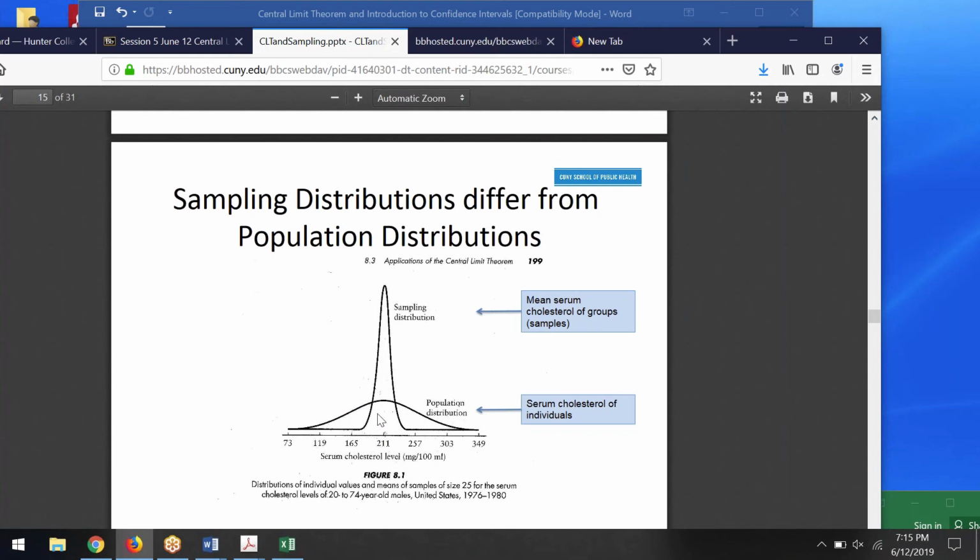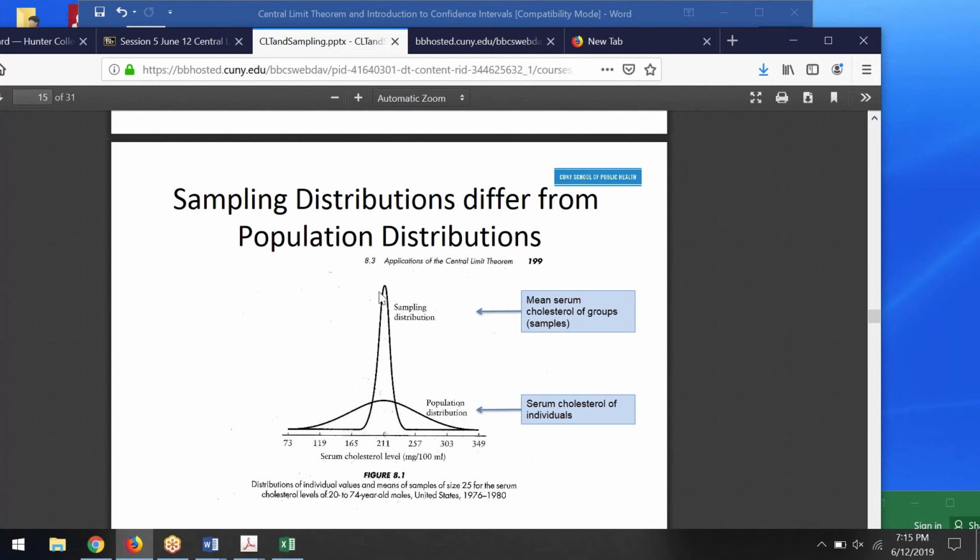However, our spread, since you're taking a sample of size 25 and you're calculating a mean, you're automatically going to get a result that is less variable than if you picked any individual. In other words, if I took 25 people randomly and calculated the mean for those 25 people, it would be very rare that you would ever get anything as low as 73 or even 119. You would expect it to be much closer to 211, because sampling is going to give you a narrower variability.